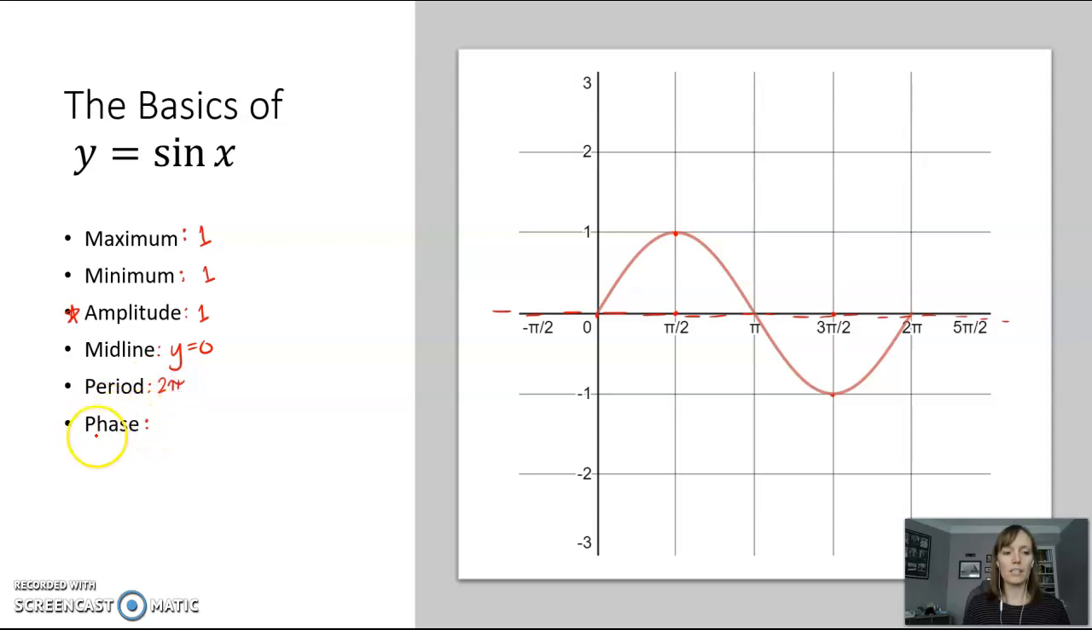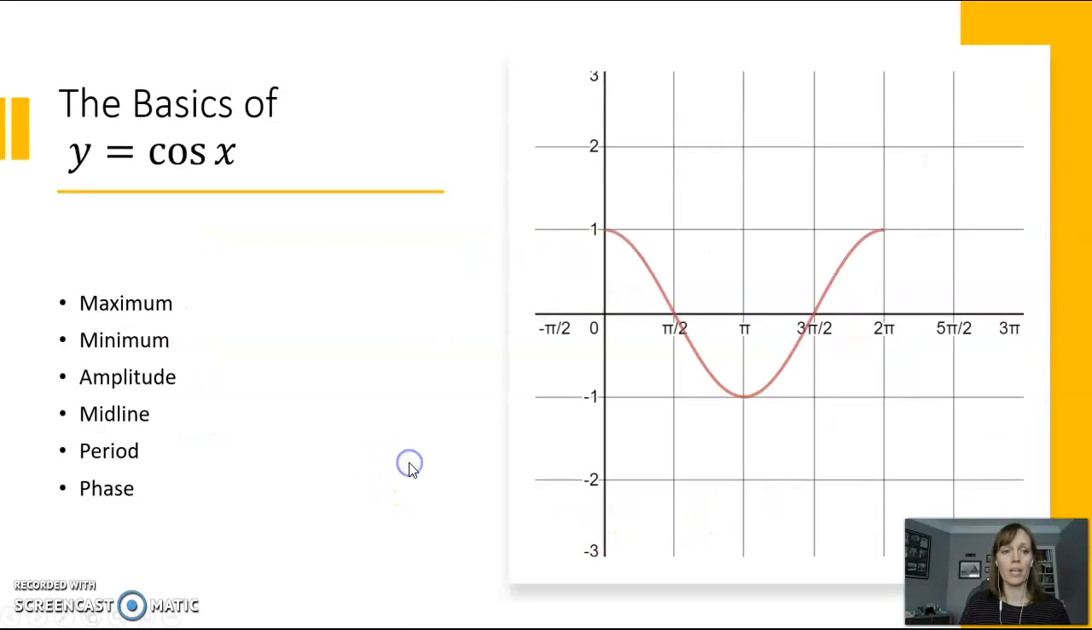And the phase is the term that we use to describe the starting point and the ending point for one cycle of sine. So here the phase is at 0 and it ends at 2 pi. So those are the starting points and the ending points. Remember that the order of the key points for sine of x: it hits the midline, goes up to its maximum, hits the midline again, down to its minimum, and then back to the midline for it to complete one full cycle.